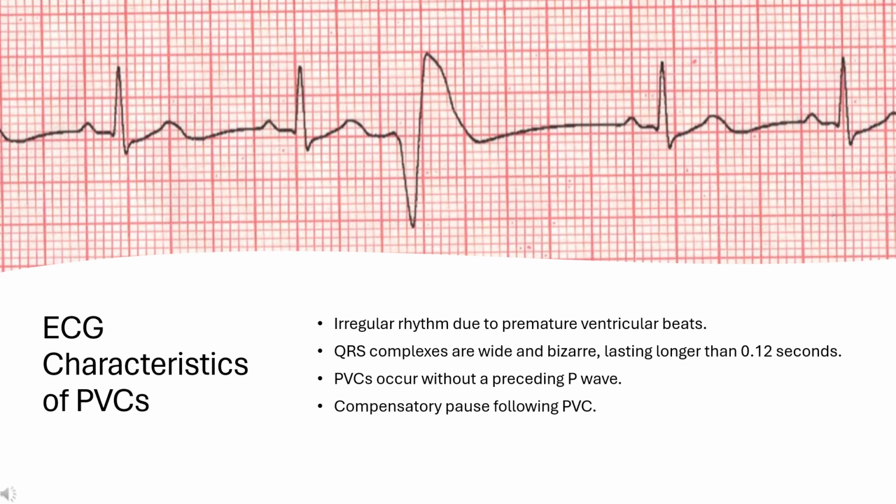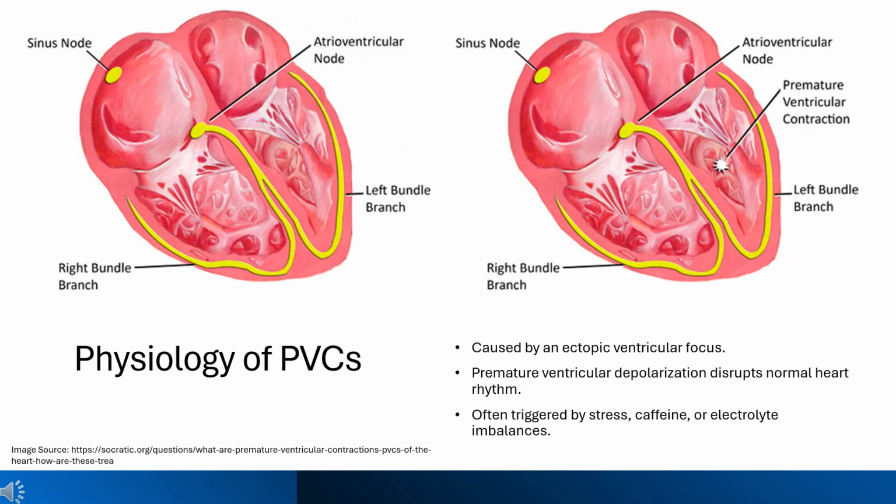Following a PVC, there is often a compensatory pause. This pause occurs because the heart's natural pacemaker, the SA node, resets its timing after the premature beat. The compensatory pause is typically a longer interval between the PVC and the next normal beat. This pause allows the ventricles to fill properly with blood before the next contraction, helping to maintain cardiac output despite the premature beat.